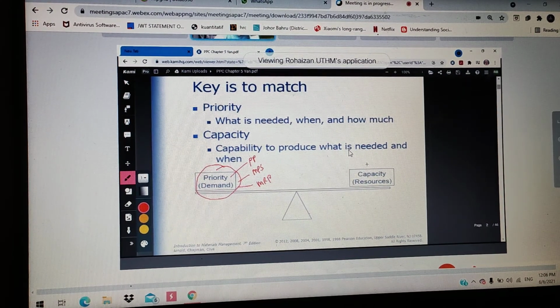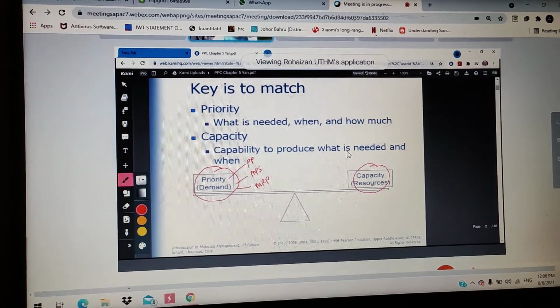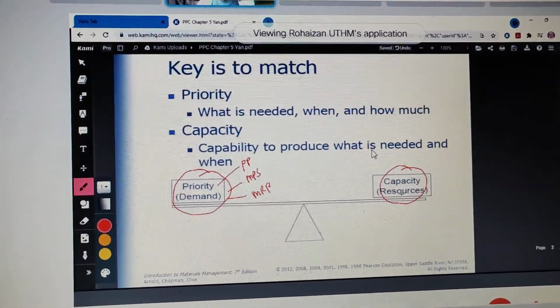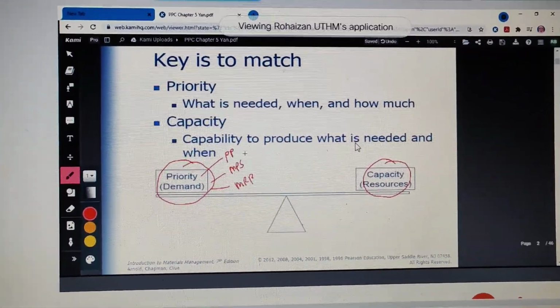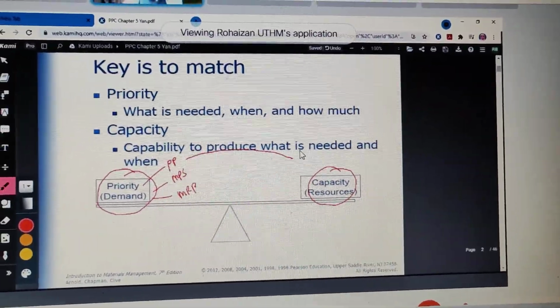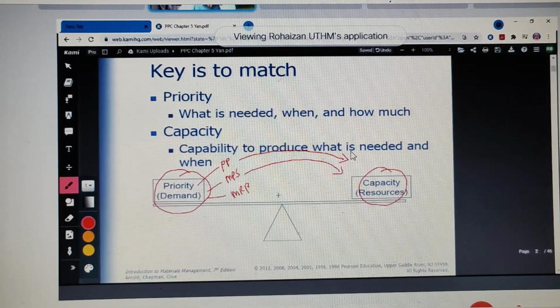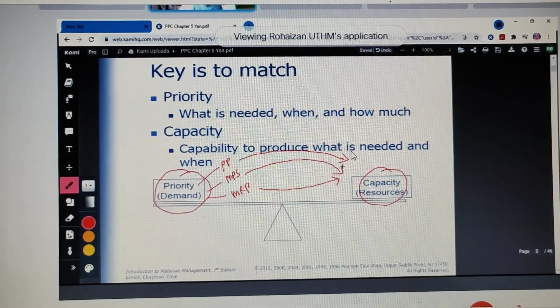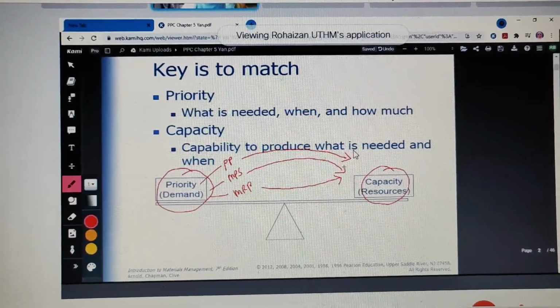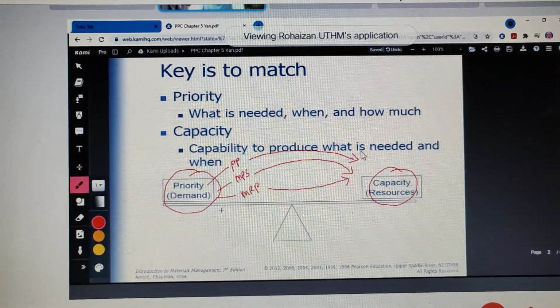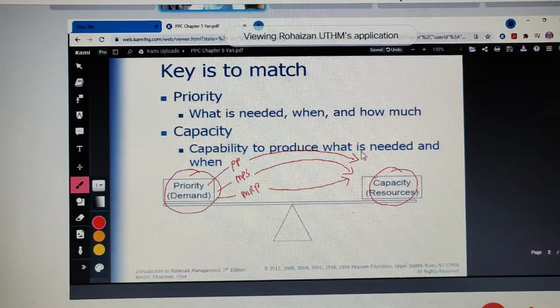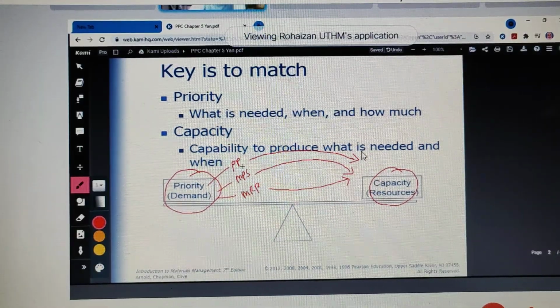Okay, MRP table. Now we are in here. We know that every time we do this, we also need to check the capacity. Do the MPS and we check the capacity, and the MRP we check the capacity. When we receive the comparison, we check and balance, and if there is something wrong with the capacity, then we need to recheck. We need to do something with our PP, our production plan. The same goes for the MPS and the MRP.